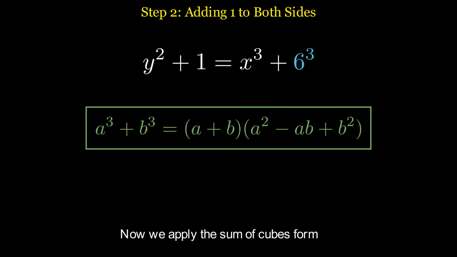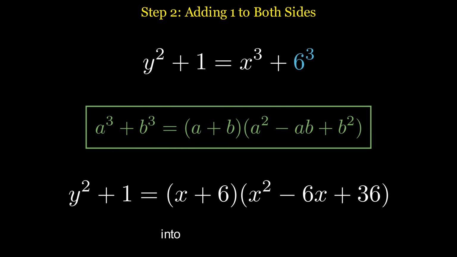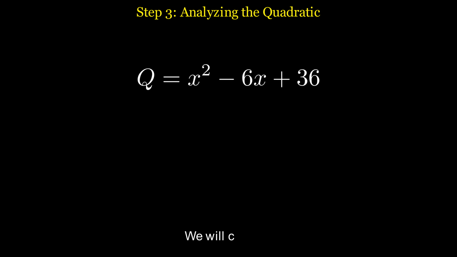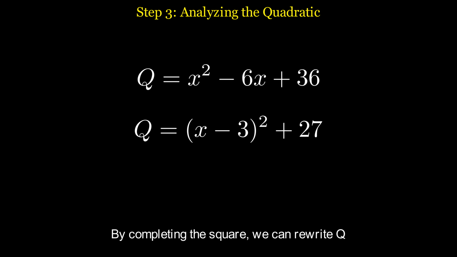Now we apply the sum of cubes formula. This factors the right side into x plus 6 multiplied by x squared minus 6x plus 36. Let's examine this quadratic factor. We will call it q. By completing the square, we can rewrite q as x minus 3 squared plus 27.